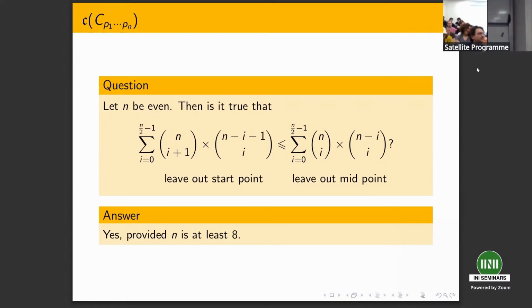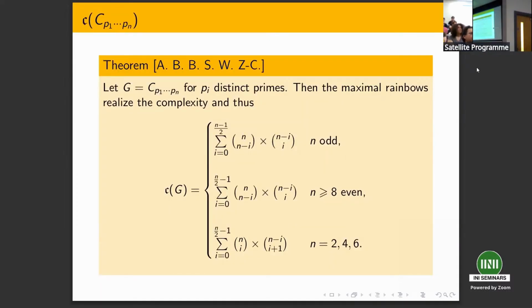So I want to point out all we've done here. The difference between these two is you add 1 here and -1 here. So you're balancing out this +1 and -1. As soon as n is 8, this goes wrong. Here's the theorem. So if you square-free cyclic, this is like a 99% theorem. There's still something that needs checking in the fact that the maximal rainbow is realized complexity, but it's true. So when n is odd, we get this nice binomial sum. When n is even, and at least 8, we get this. And when n is 2, 4, 6, we get this.